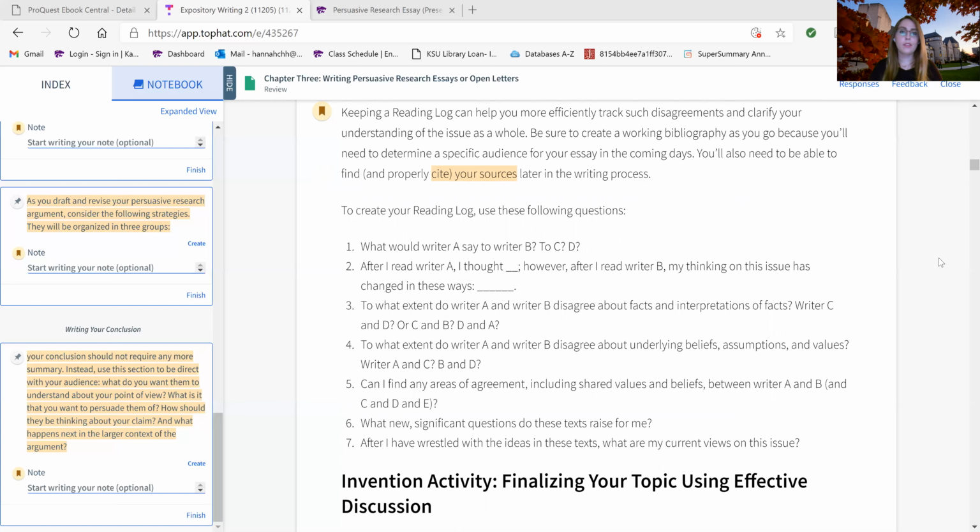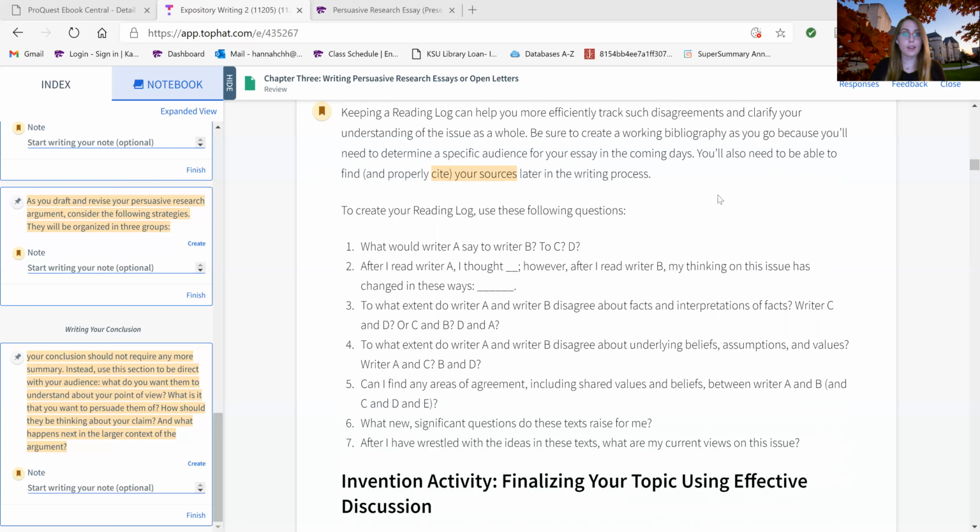These questions help you understand how to make comparisons between your sources, how the arguments within the sources you found differ in their argumentation, and how they differ in the kind of strategies they use. So for example, what would writer A, so source A, say to source B? Do they differ? Would they probably agree? Do they say something completely different?